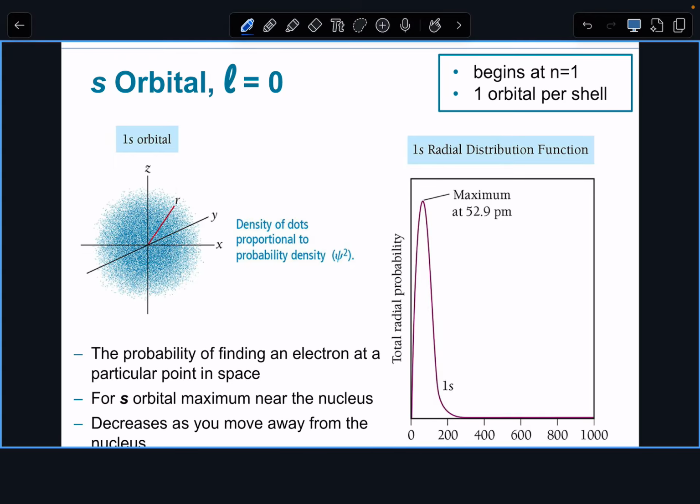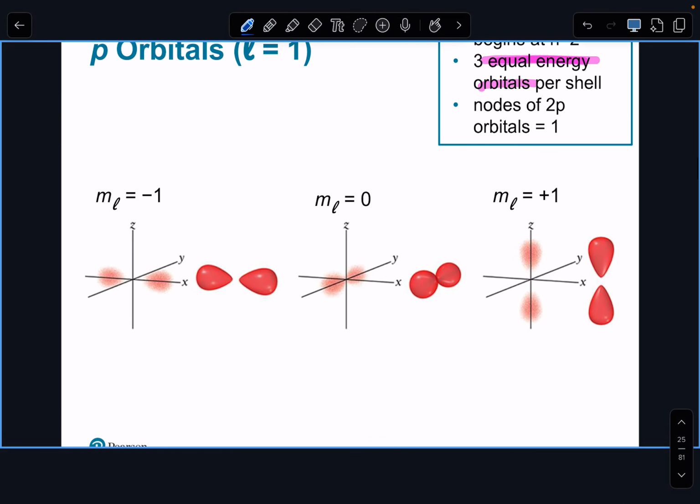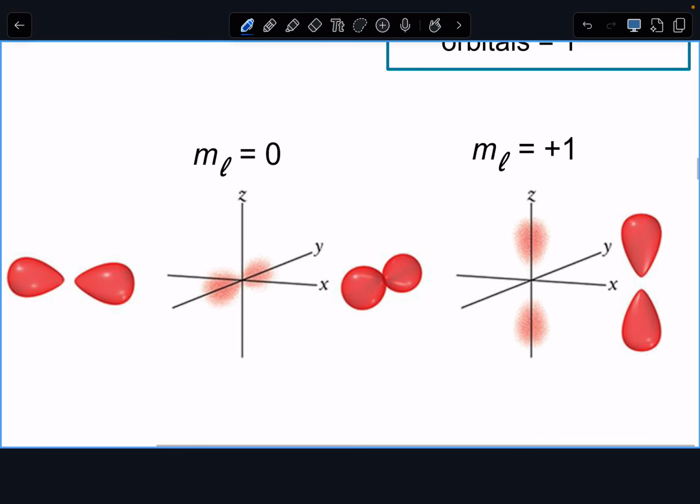When we go to p orbitals, they're shaped like this. And guess what? The only place where they can go to be really close to the nucleus is right here and right there. Okay? So their access to the nucleus, their ability to be close to the nucleus, is significantly less than a spherical shape. And that is why the s orbitals are lower in energy than the p.